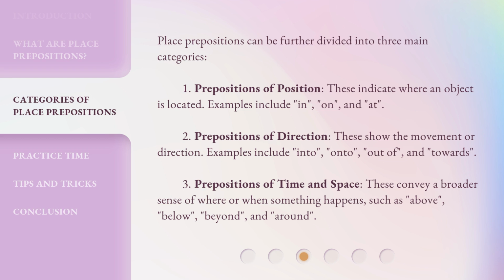Place prepositions can be further divided into three main categories. 1. Prepositions of position. These indicate where an object is located. Examples include in, on, and at. 2. Prepositions of direction. These show the movement or direction. Examples include into, onto, out of, and towards. 3. Prepositions of time and space. These convey a broader sense of where or when something happens, such as above, below, beyond, and around.